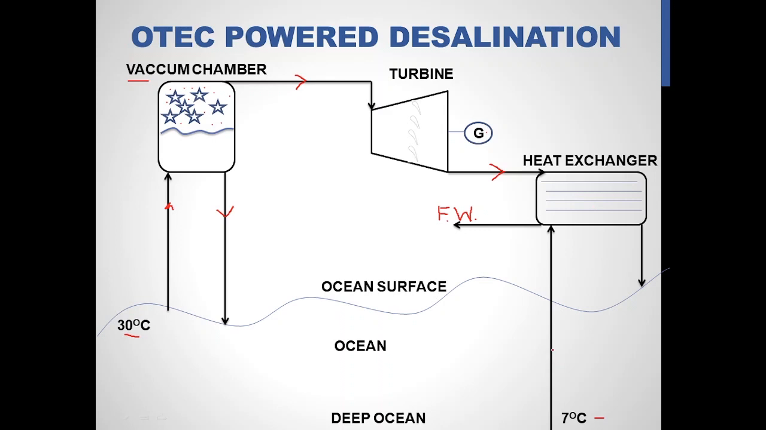And the 7 degree water flow goes inside the condenser. It will cool down or condense the steam which is coming out from the turbine, and once it takes the heat from the steam, it goes back into the ocean. Let's suppose it is 7 degrees and the temperature rise will be about 10 to 11 degrees, which goes back to the ocean. So that's how the OTEC power desalination works.